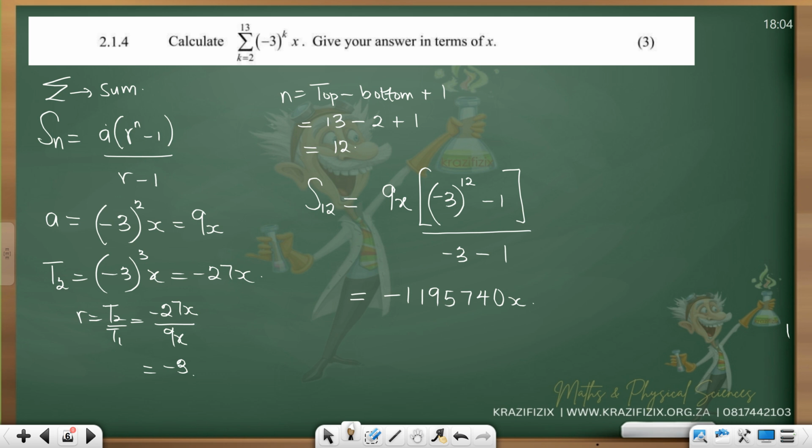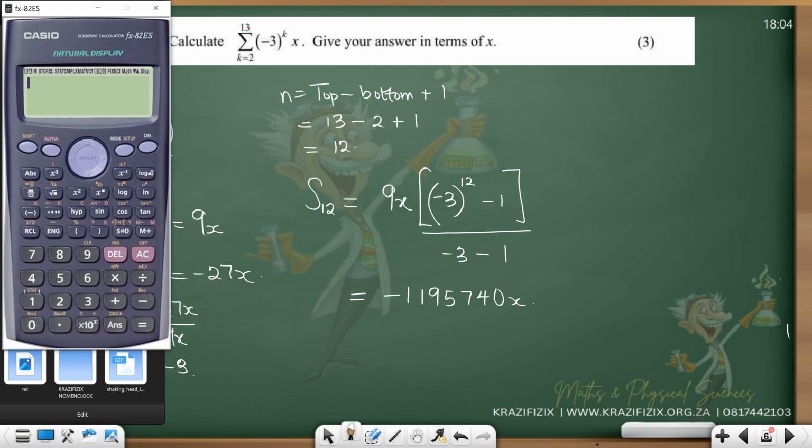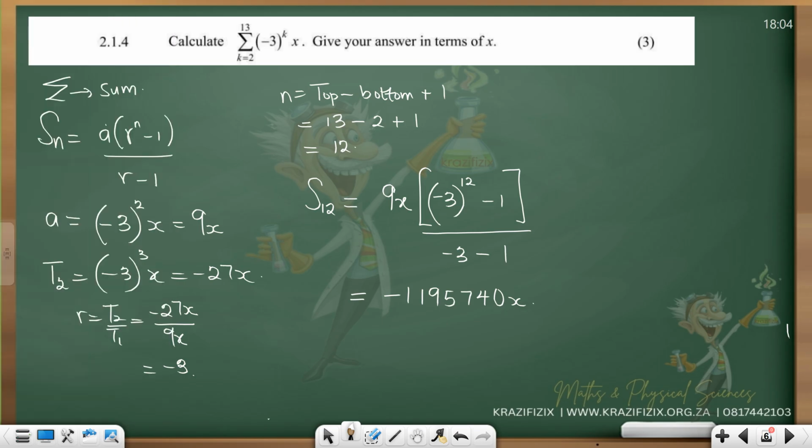Answer that I'm seeing here is 1195740. Okay, let's see. Let me get a calculator quickly. Let's work it out together. So it is 9, open bracket. Did you put that negative 3 in bracket? Minus 1 over minus 3 minus 1. Okay, maybe you made a mistake somewhere. All right, nice thought pattern there specifically.